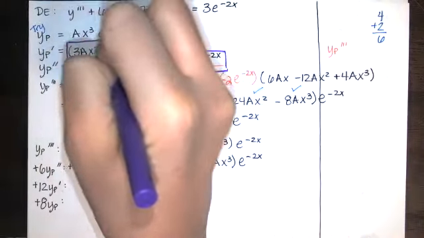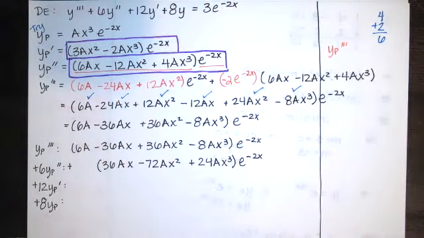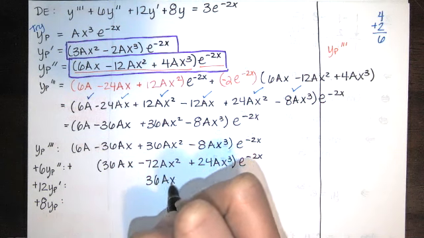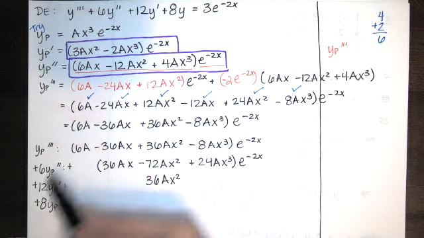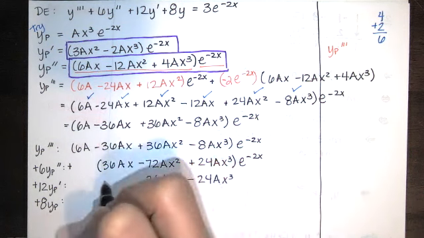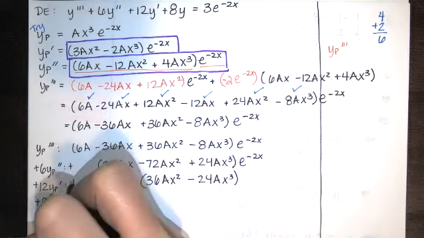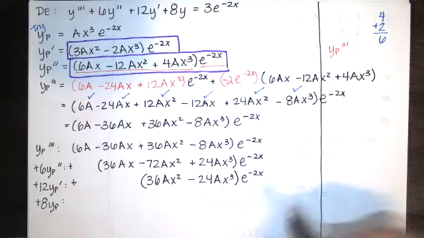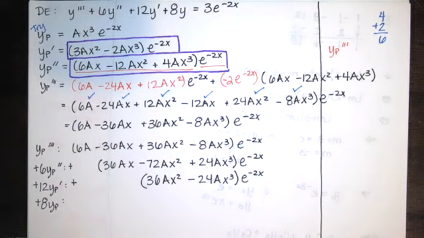And here's y sub p prime. We want 12 times that. 12 times 3ax squared is going to give me a 36ax squared, lining it up with the other x squared terms. And then we have 12 times the negative 2ax cubed. That's going to give me negative 24ax cubed. We're adding that. And of course, it's multiplied by the e to the negative 2x.